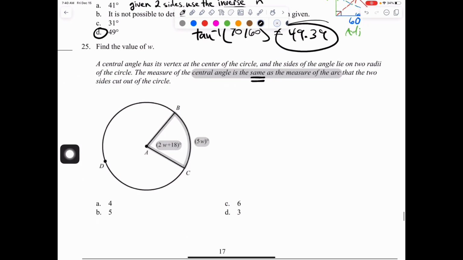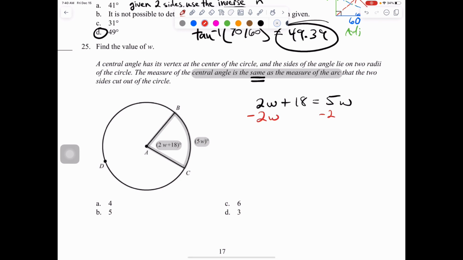Now to find the value of W here, big kicker, central angle is the same as the measure of the arc. So 2W plus 18 equals 5W. We're just setting up a basic equation here, and this should be super simple. This should be a flyby for all of us who are great at solving equations, which you all are.